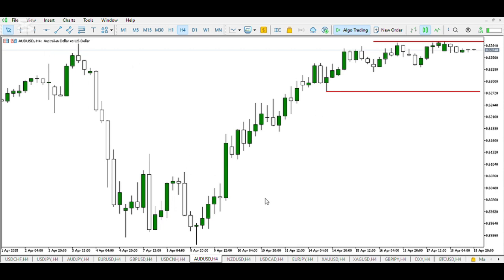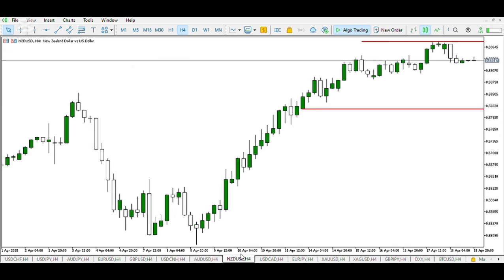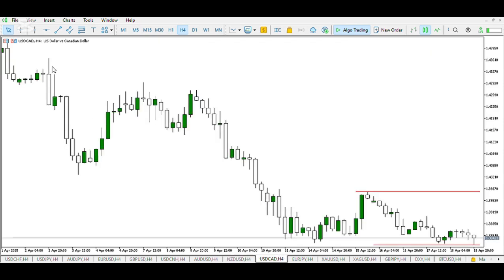AUD/USD, I'll leave you to do the analysis on your own. NZD/USD, do the analysis on your own.